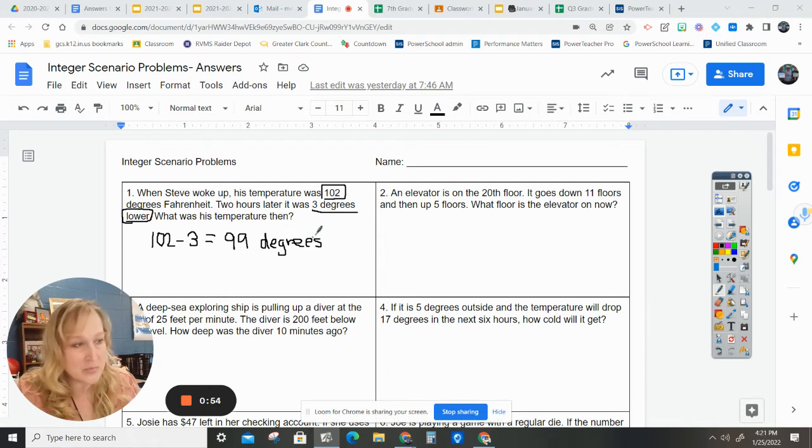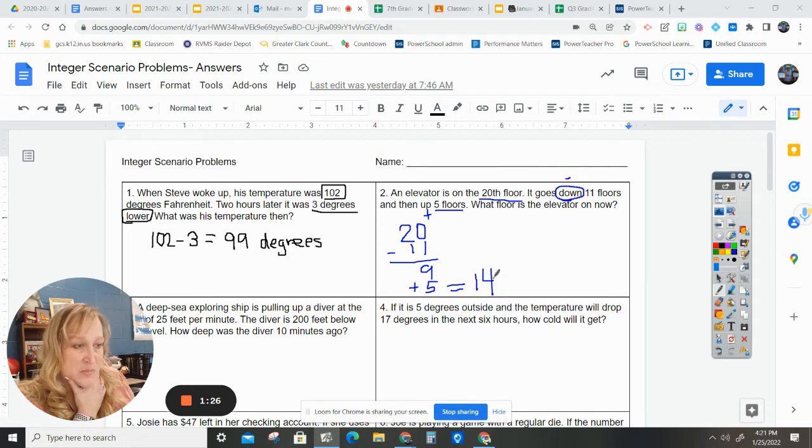Number 2. An elevator is on the 20th floor. It goes down, so that means subtract 11 floors, and then up 5 floors. What floor is the elevator on now? These are pretty straightforward. I'll write the 20, minus 11 is 9. But then it goes back up 5 floors, so I'm going to add 5, and you'll end up with 14. You can type your answer as the 14th floor or 14.